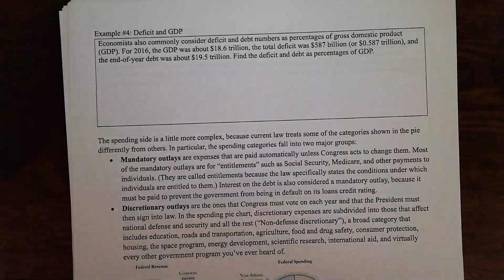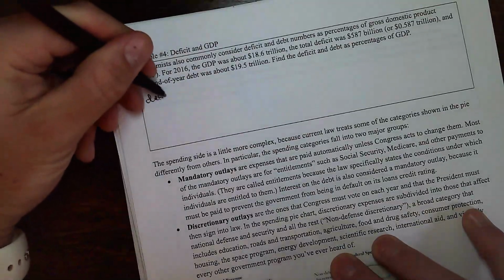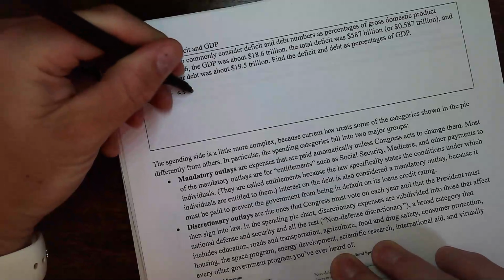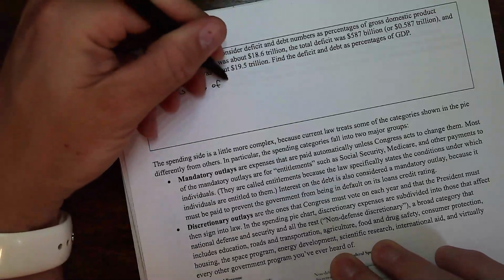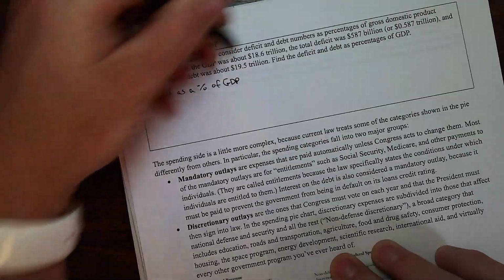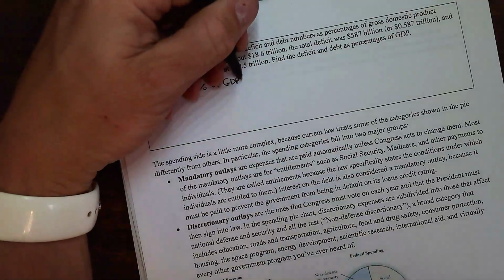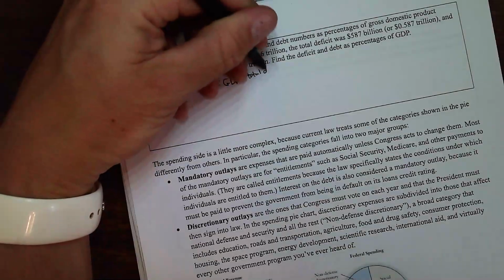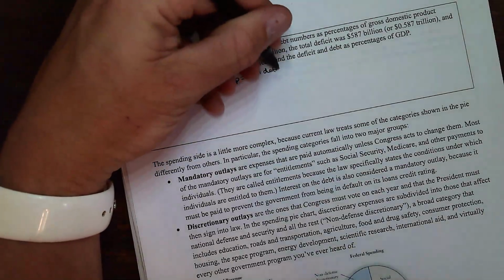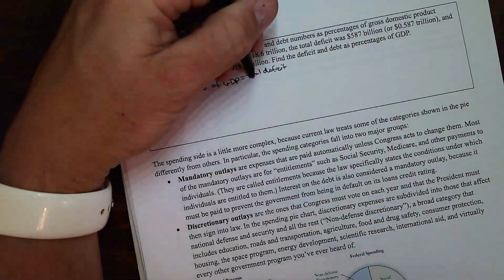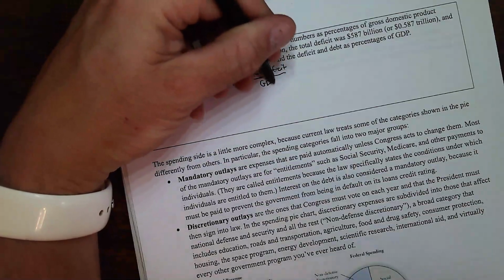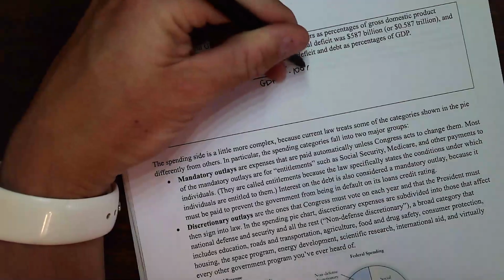So all you've got to do here is simply divide the deficit or the debt in dollars by the GDP and convert to a percentage. So the deficit as a percentage of GDP is going to equal the total deficit divided by the GDP times 100 for the 100%.